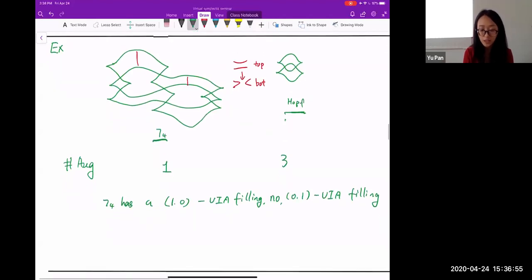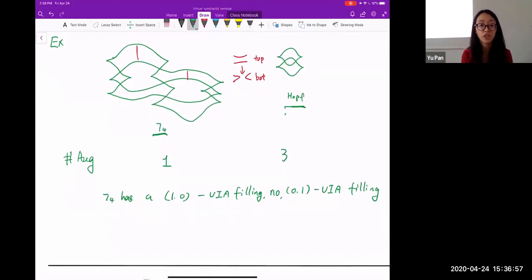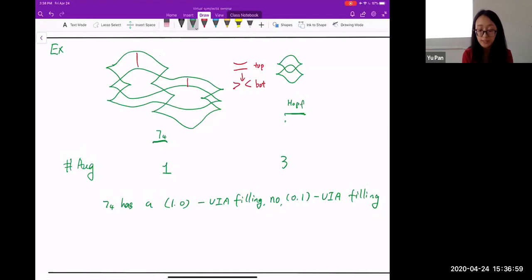Okay, so the conclusion is that the Lagrangian surgery is not reversible. And for this particular 7-4, even though it has a genus 1 embedded filling, you can never find such a circle that you can shrink to zero and get a disk filling with one immersed point. You just cannot do this.